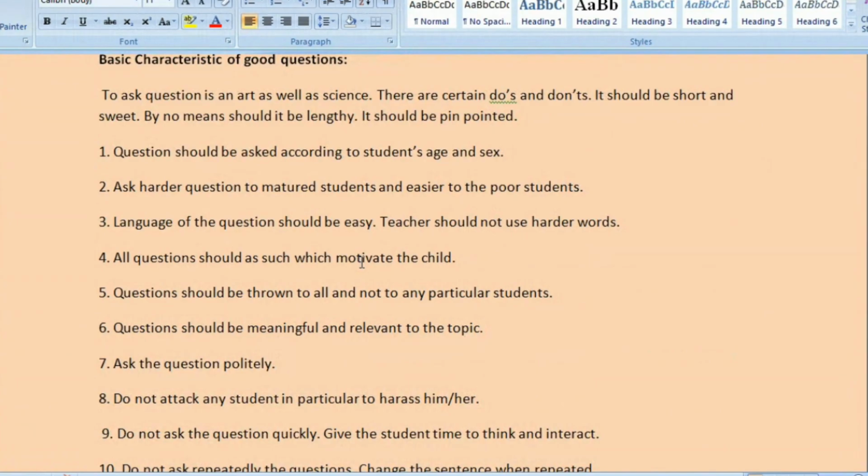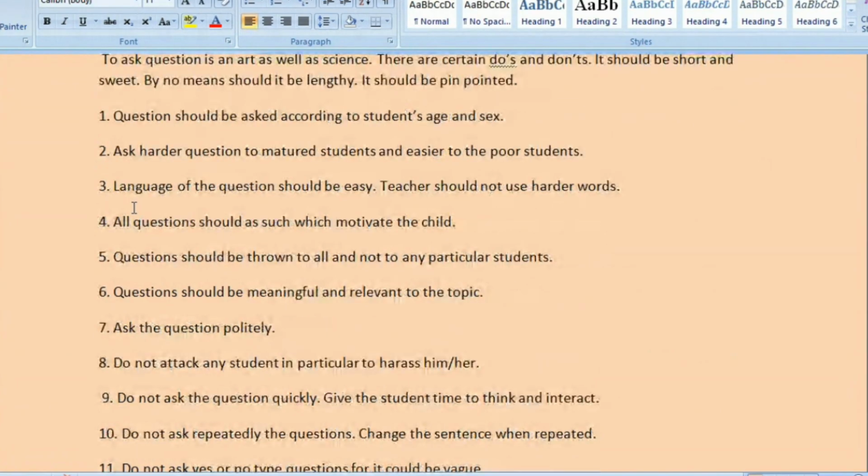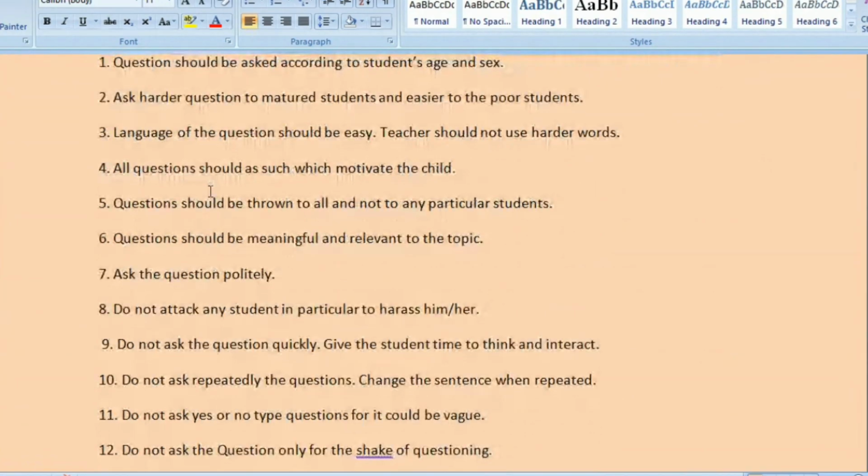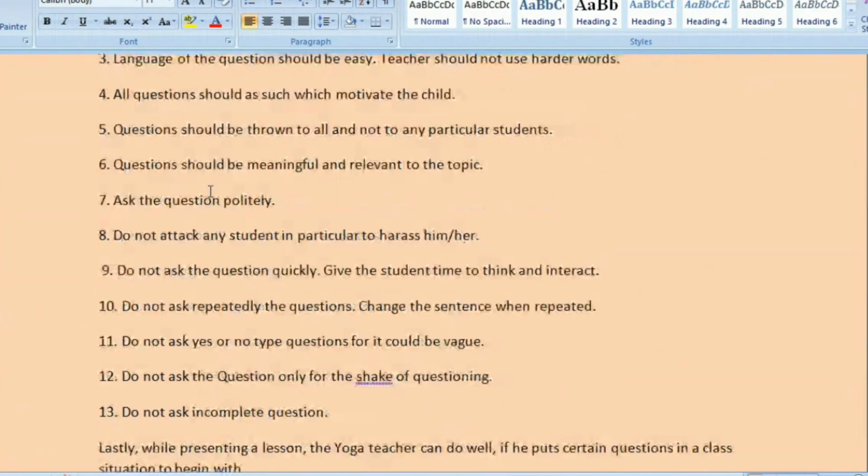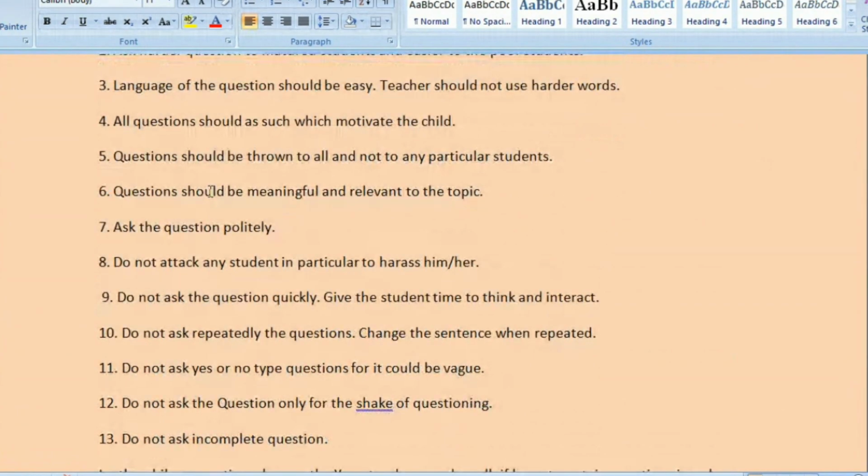It should be pinpointed. Questions should be asked according to students' age and sex. Ask harder questions to mature students and easier ones to the poor students. Language of the question should be easy. Teachers should not use harder words. Fourth point, all questions should be such which motivate the child or student.